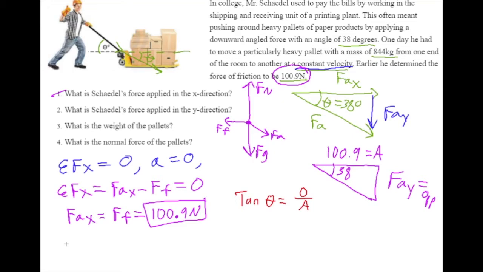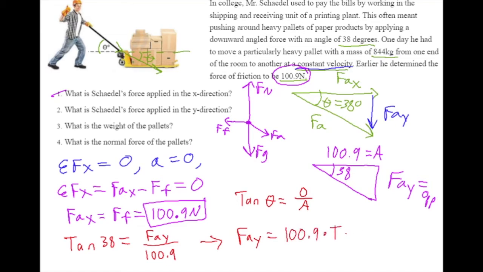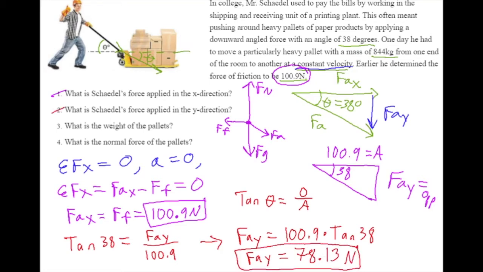If we plug in those two values, we find that tangent of 38 degrees is equal to the opposite, which we don't know, force applied y, that's what we're solving for, divided by 100.9, because that's force applied x, or the adjacent side. Multiply the 100.9 over, and we get force applied in the y direction is equal to 100.9 times tangent 38. Do the math real quick, and we find out that force applied in the y direction should just be equal to 78.13 newtons. All right, 2 down, 2 more to go.